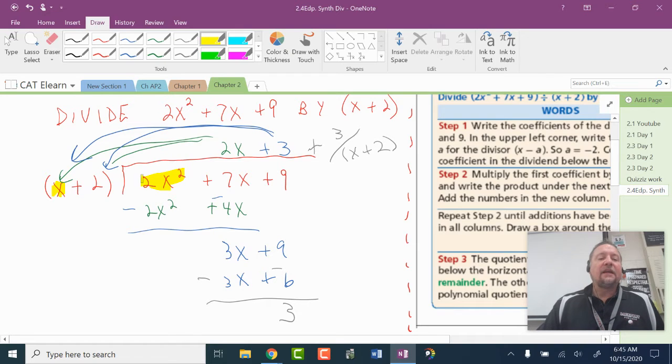Anyway, what times x equals 2x squared? 2x. And then you go ahead and hit 2x times x and get 2x squared here. But you also distribute 2x times this 2 and get 4x. Now, why are these minuses here? Because then you subtract. That's part of that grade school division when you're dealing with that division garage kind of situation. And then this ends up being no remainder here for the x squared position. But now you end up with 7x minus 4x, which is 3x.